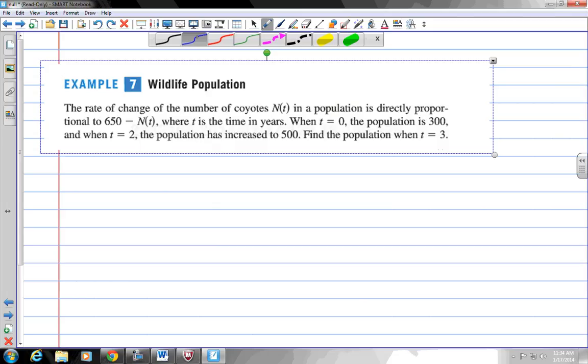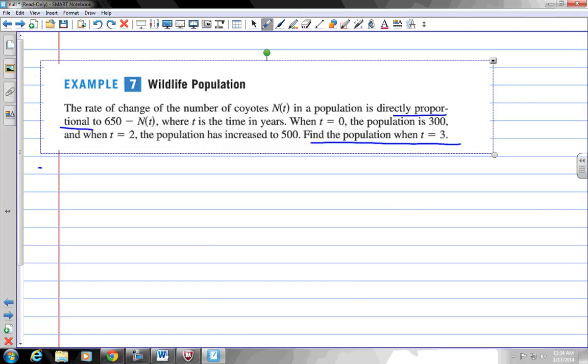All right, so let's try to build this one from scratch. So what do we know? The rate of change of the number of coyotes, represented by n of t, is directly proportional to that, where t is the time in years, and then they give us a couple points. And we want to find the population when t equals 3. Okay? So we kind of talked about this terminology of being directly proportional.